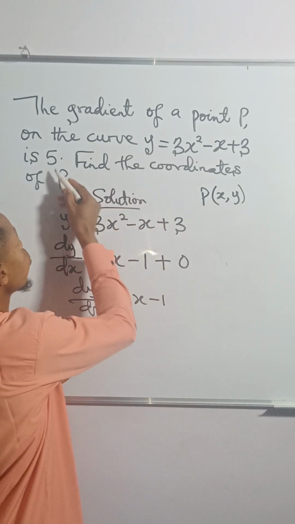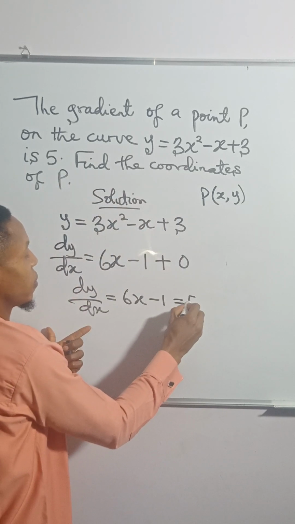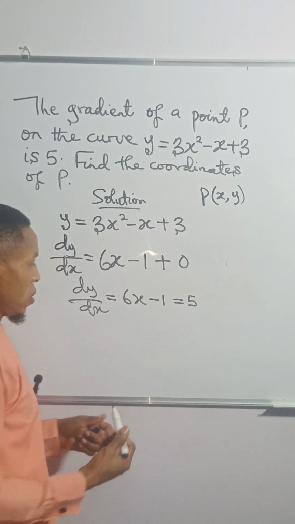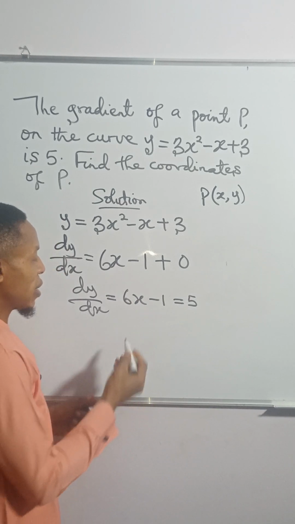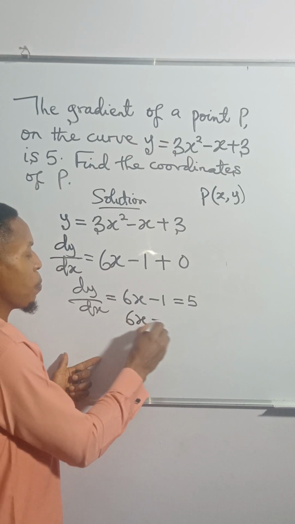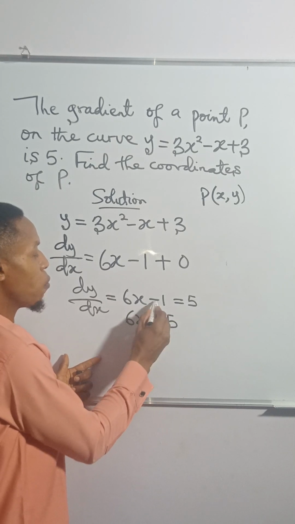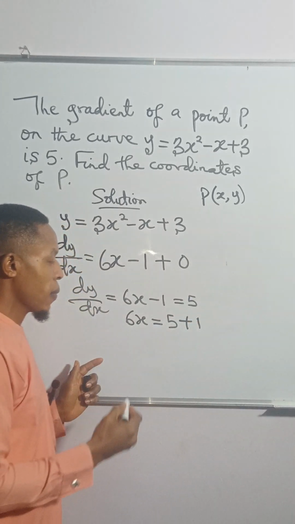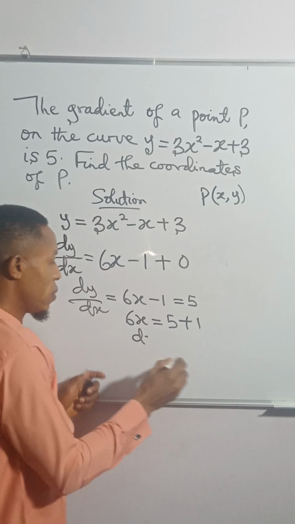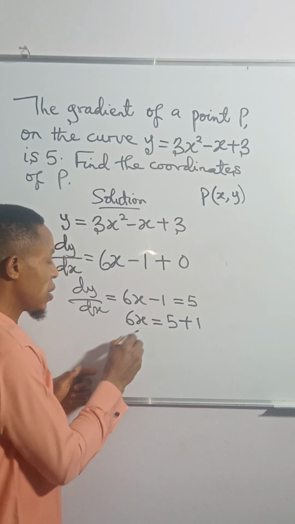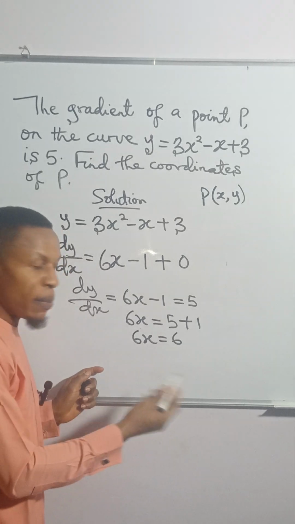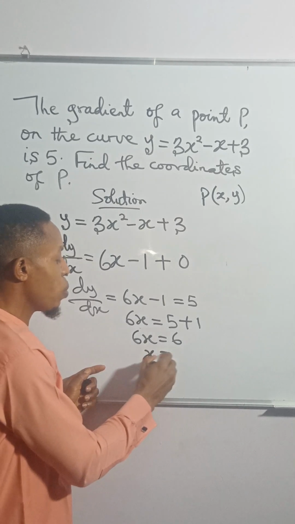And it is equal to 5. We're going to solve this now to obtain x. So 6x will be equal to 5 minus 1; the minus 1 crosses the equality sign and becomes plus 1. So 6x equals 5 plus 1, which is 6. When you divide both sides by 6, x is equal to 1.